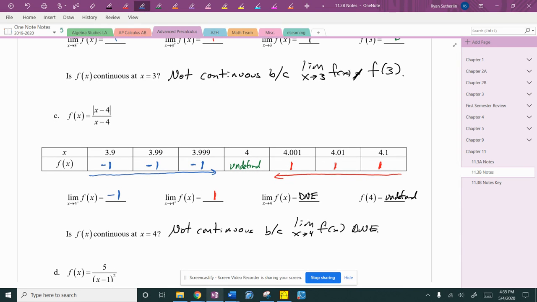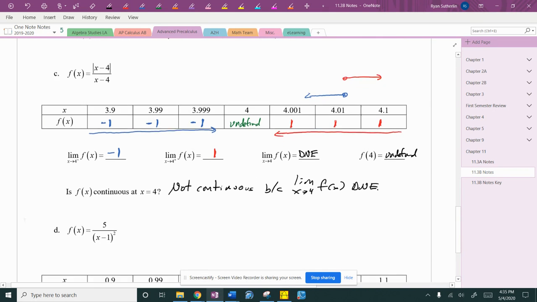And let's think about what the graph of this looks like. So I have that no matter what it looks like, when I'm getting closer to 4 from the left, my y value is negative 1. Greater than 4, my y value is positive 1. So this is a classic case of a jump discontinuity, right? Where you jump from one piece to another.